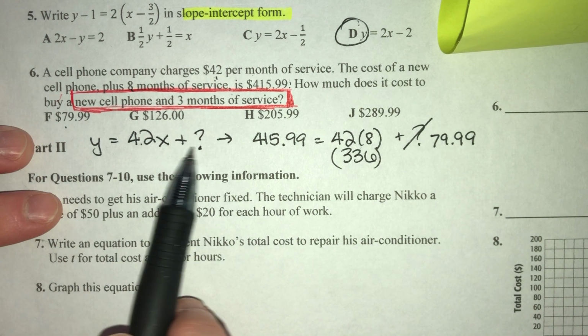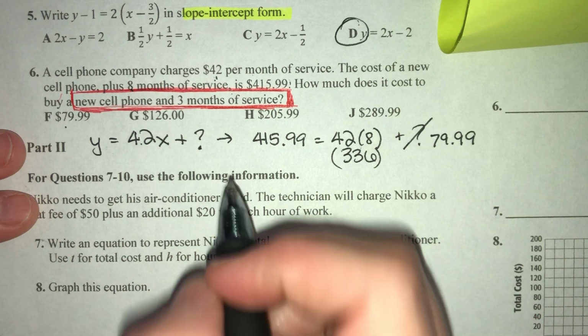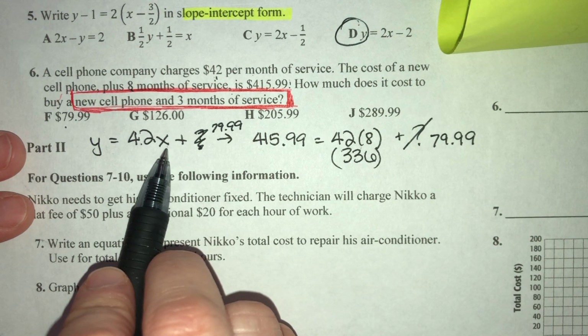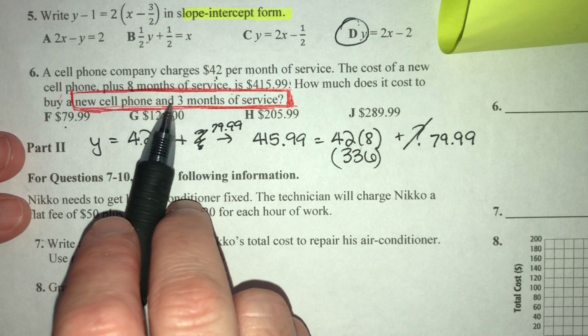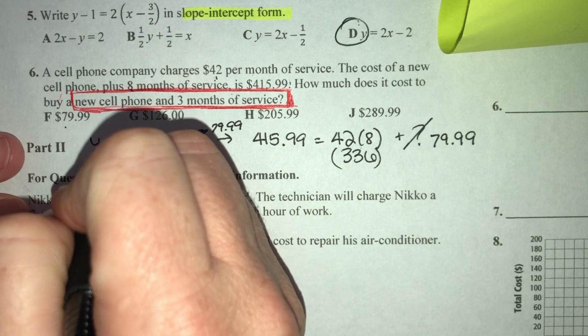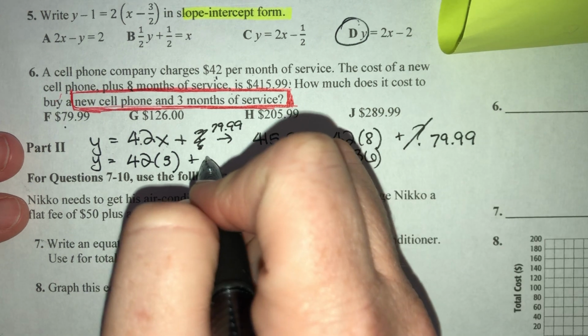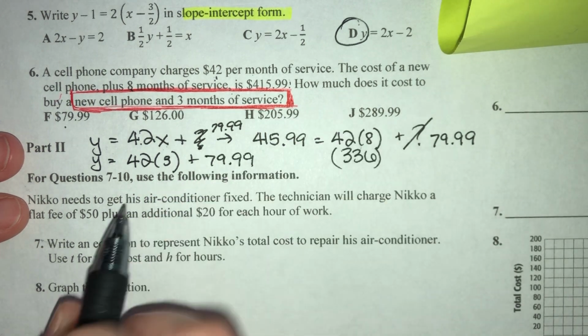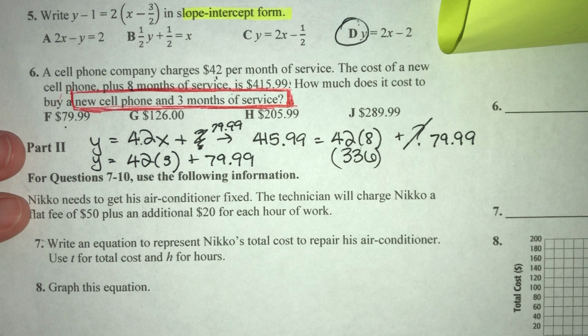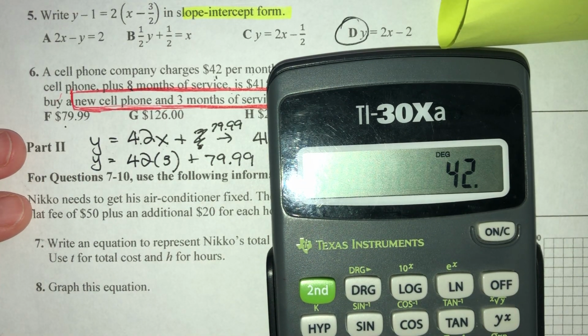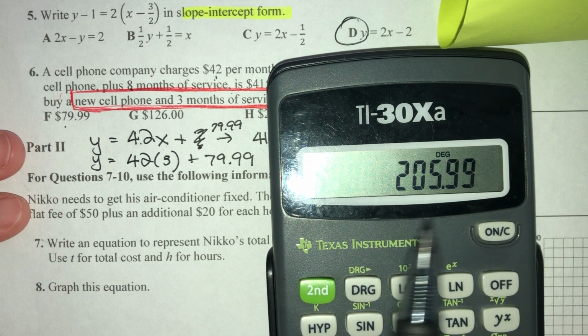Okay, so I know this is my equation. y equals 42x plus 79.99. And the number of months I'm trying to figure out service for is 3. So y equals 42 times 3 plus the cost of a new phone. So this is what I need to figure out. I can do that in my calculator. You can see that, yeah. Okay, 42 times 3 equals 126 plus 79.99 gives me a grand total of 205.99.